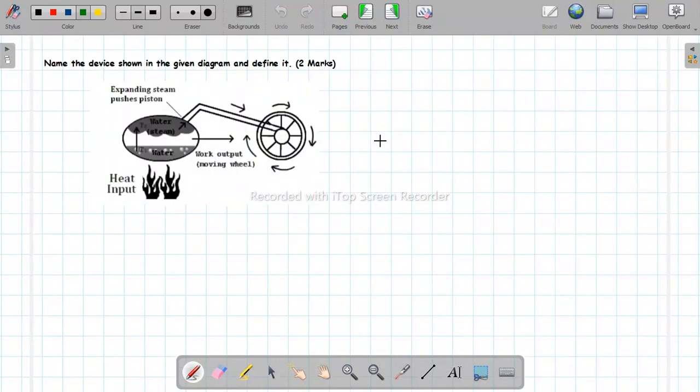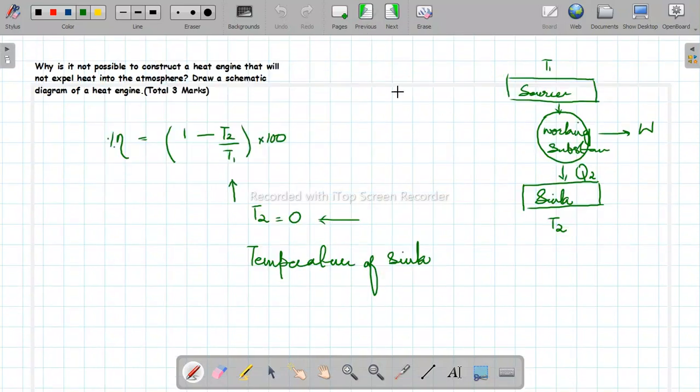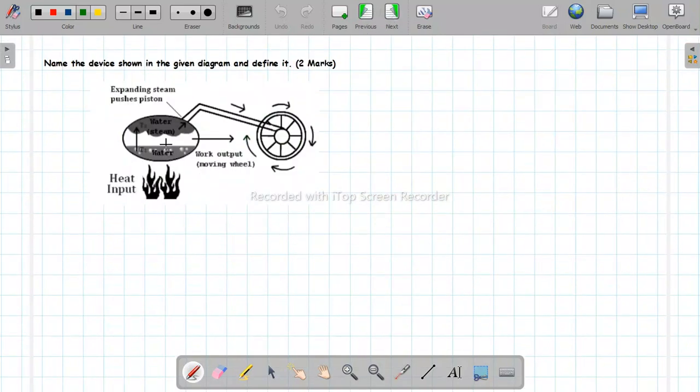Then it says name the device shown in the given diagram and define it. Heat input is given to the water. This heat then gets converted into steam. This expanding steam then pushes the piston, which as a result keeps this wheel moving. See, work is being done by the system on the surrounding. Do you see any resemblance in these two systems? Heat input, work done by the system on the surrounding, right? So this is nothing but a heat engine.